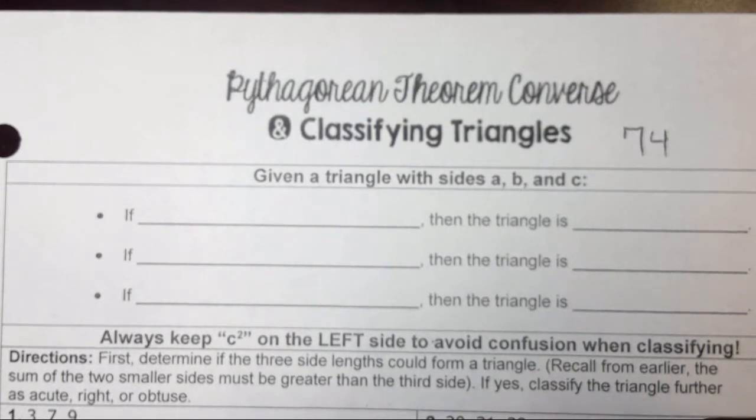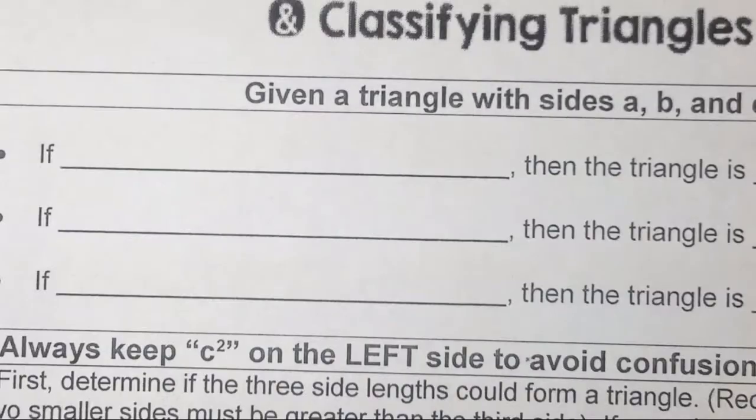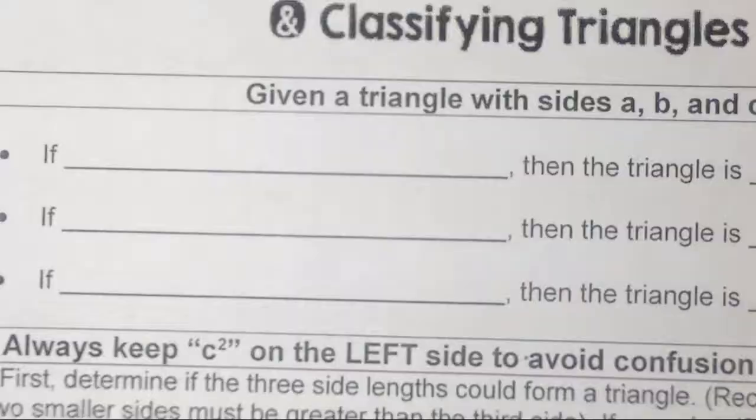Say a triangle is acute. You can use the Pythagorean Theorem to prove that the triangle is acute, which means all the angles are less than 90. Y'all should know that. Or you can use the Pythagorean Theorem to show that a triangle is obtuse. You just write it a little bit differently. So we'll start with the one that y'all know.